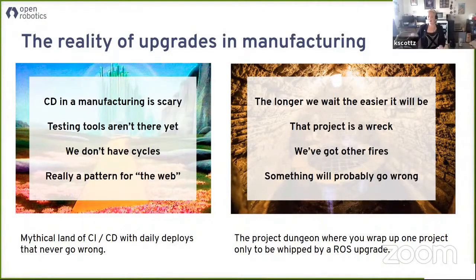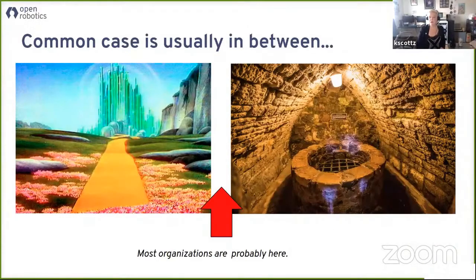I feel like that's the situation most people find themselves in, and they're not really trying to shoot for the land of continuous integration and continuous deployment with ROS. My hope is that most organizations can get somewhere in between: maybe they're not doing continuous integration and deployment, but once a year or twice a year they regularly check in with the ROS distro, make sure things are up to date, and do regular updates. That's where we'd like everyone to get to.